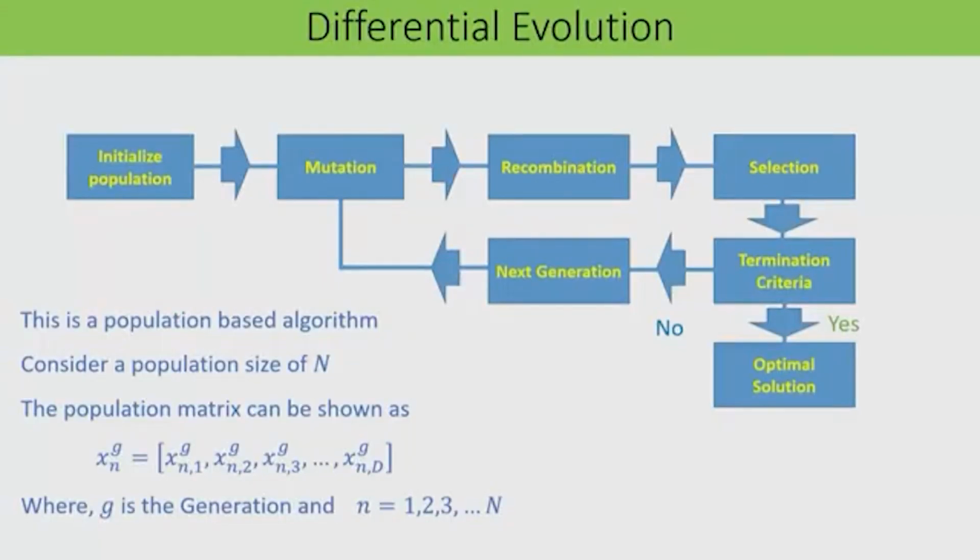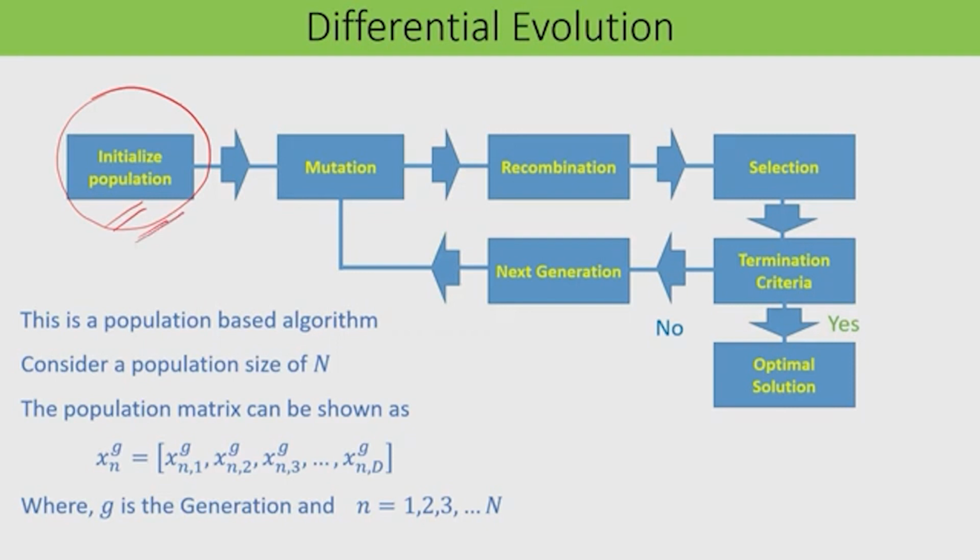Here, just like the genetic algorithm, we have to initialize the population. In this step we will initialize the population. Before that we have to define the population size, that means the number of solutions in the population, and the upper bound and lower bound of each variable. So, in this stage we have to initialize the population.